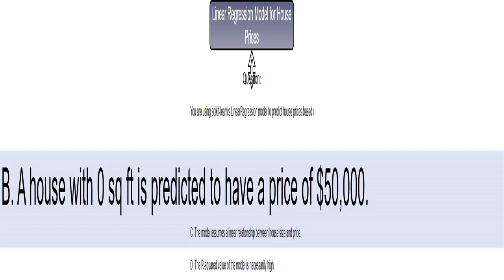This statement is true. Linear regression fundamentally assumes a straight line relationship. Think of it like this. I assume that as house size increases, the price increases proportionally. That's what a linear relationship means.